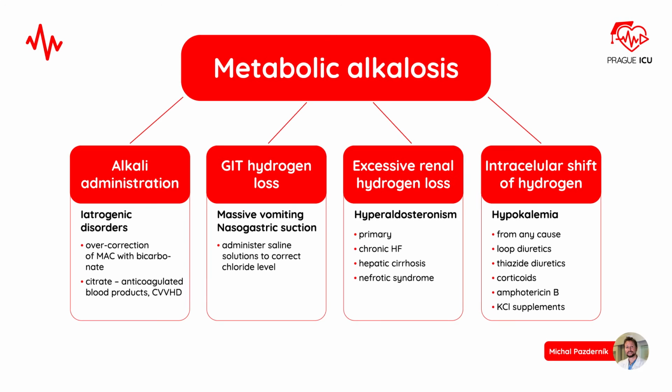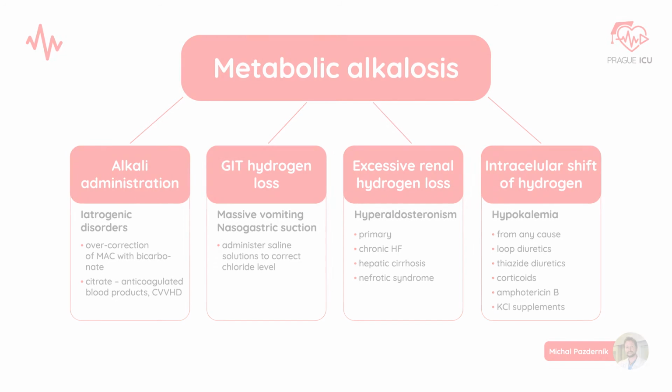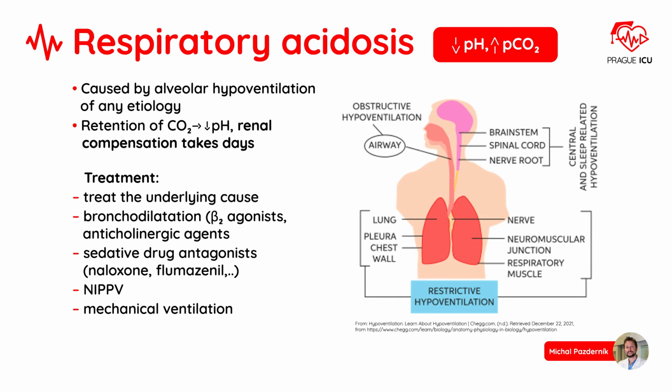Again, metabolic alkalosis causes include alkali administration, GIT hydrogen loss, excessive renal hydrogen loss, or intracellular shift of hydrogen. Respiratory acidosis is associated with drop of pH and increase of CO2. It's caused by alveolar hypoventilation of any etiology. Retention of CO2 compensation takes days, and treatment includes treatment of the underlying cause, bronchodilation, sedative drug antagonists, or mechanical ventilation.